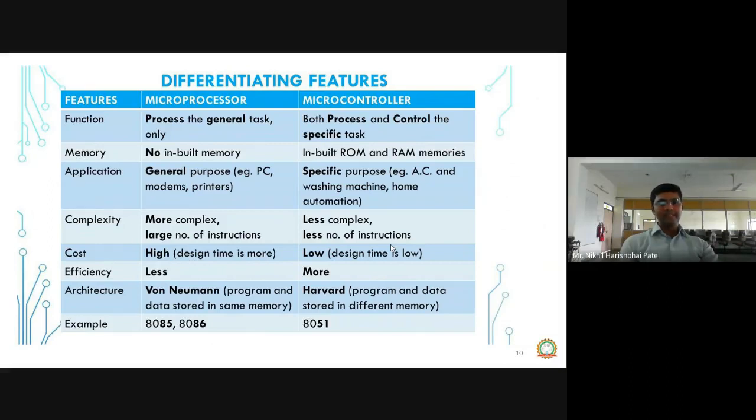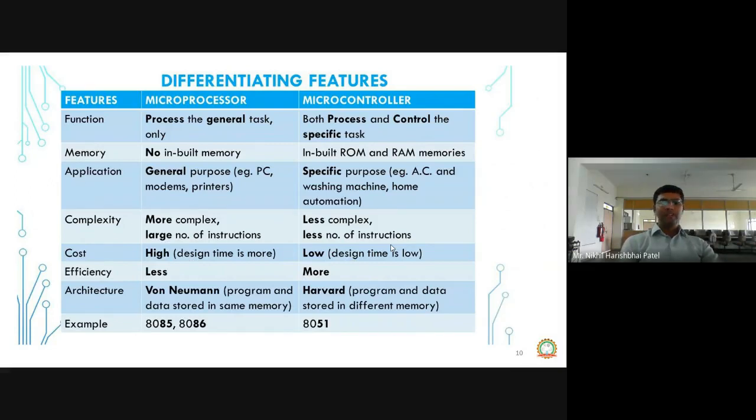The efficiency is less in the microprocessor, and the controller has more efficiency. Architecture-wise, the microprocessor is also known as Von Neumann architecture. What is actually Von Neumann architecture? In Von Neumann architecture, the program and data are stored in the same memory, and in Harvard architecture, program and data are stored in different memory.